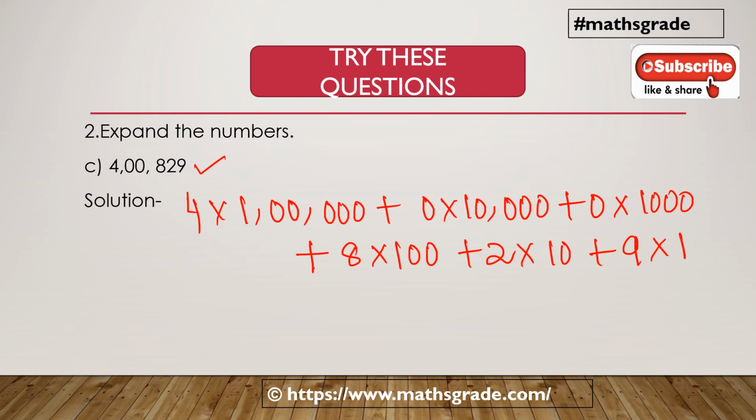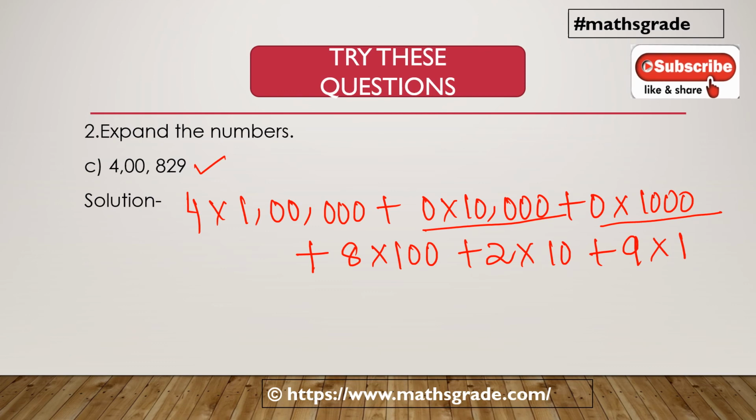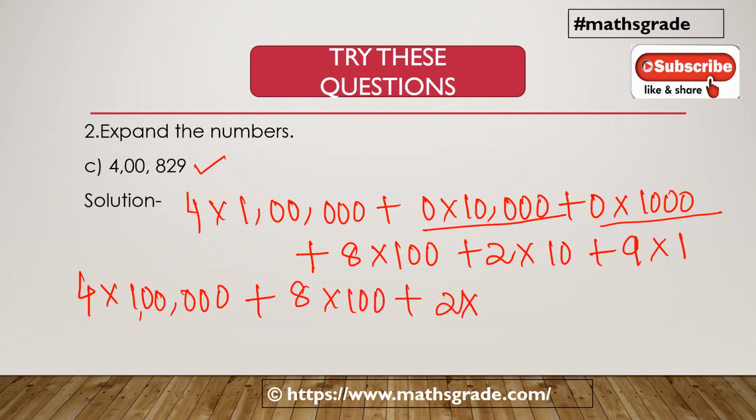And 0 multiplied with 10,000, this value is 0, and 0 multiplied with 1000, this value is 0. So we don't need to write down this number. So our expansion of the number 4,08,29 is 4 multiplied with 1 lakh plus 8 multiplied with 100 plus 2 multiplied with 10 plus 9 multiplied with 1. This is the expansion of the number 4,08,29.